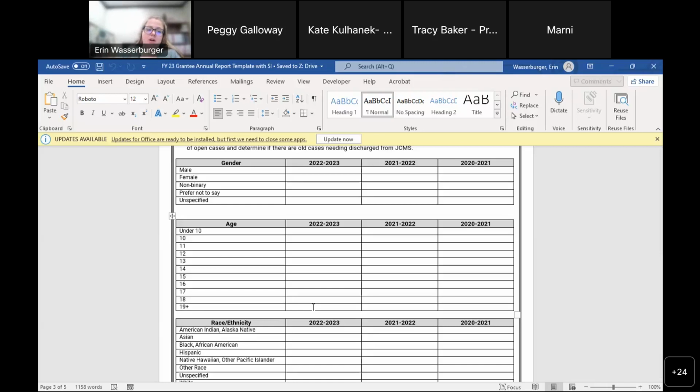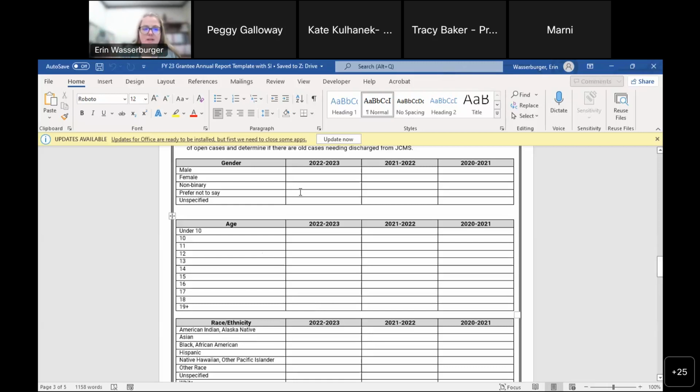While the grant is targeting ages 11 to 18, it is okay to have 10 and under and 19 and over on occasion. So don't think that you're going to get in trouble if you have a couple here and a couple there. We know that it happens. We would rather youth be served than turned away. But just put this stuff from the Excel sheets in here.